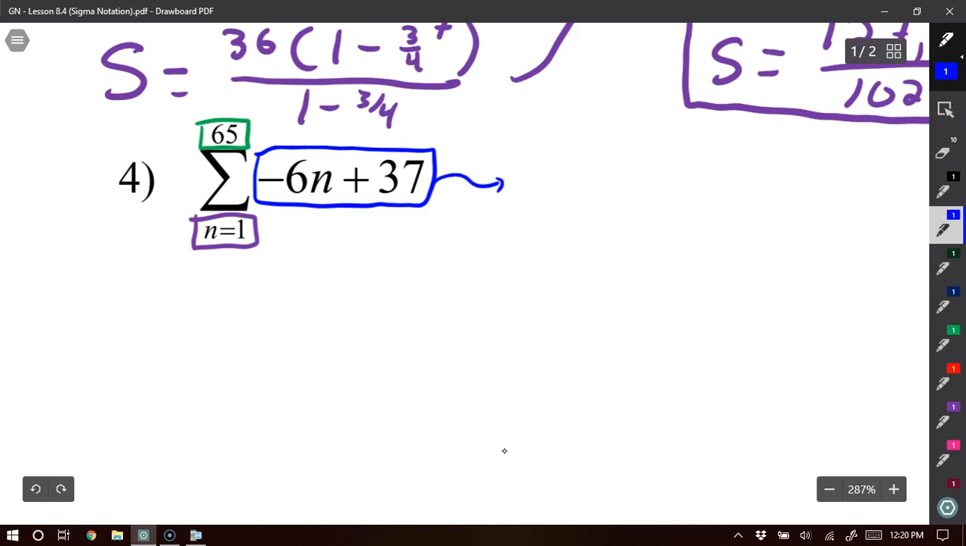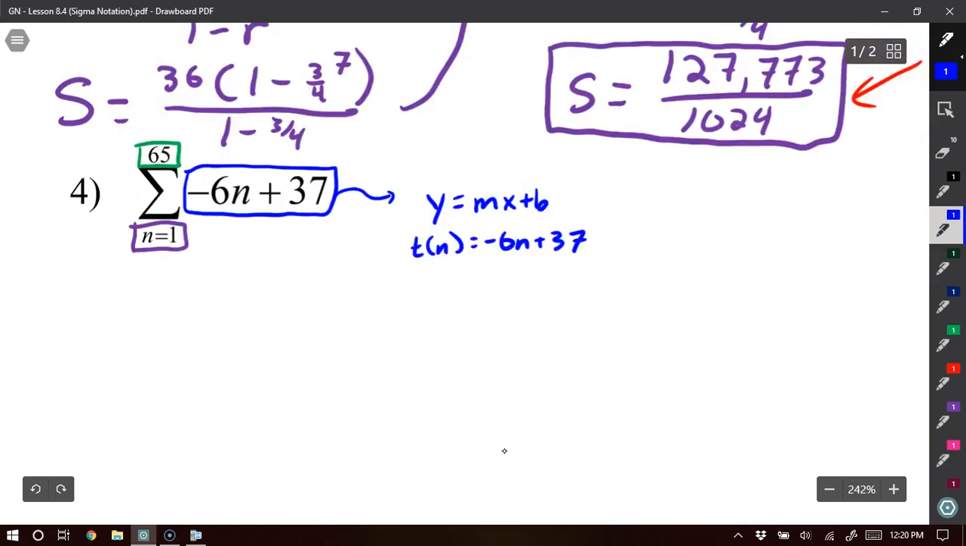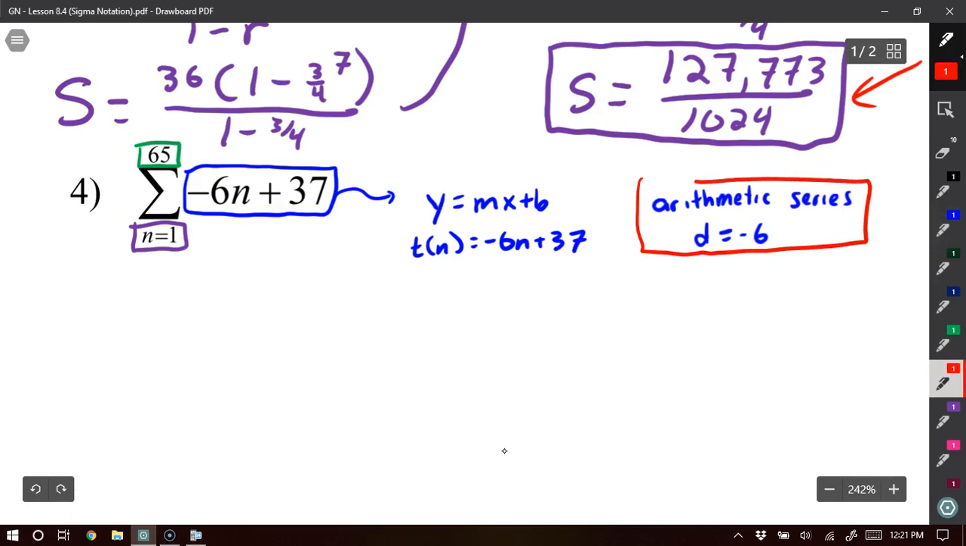That expression is very similar to y equals mx plus b. I mean, it really is t of n equals -6n plus 37. That structure tells me this is an arithmetic series. And based off of that, my common difference should be -6, that slope. So there's your first, well, not the first, but there's your answer. What type of series? I'm dealing with arithmetic because I can look at it and see its slope-intercept form.